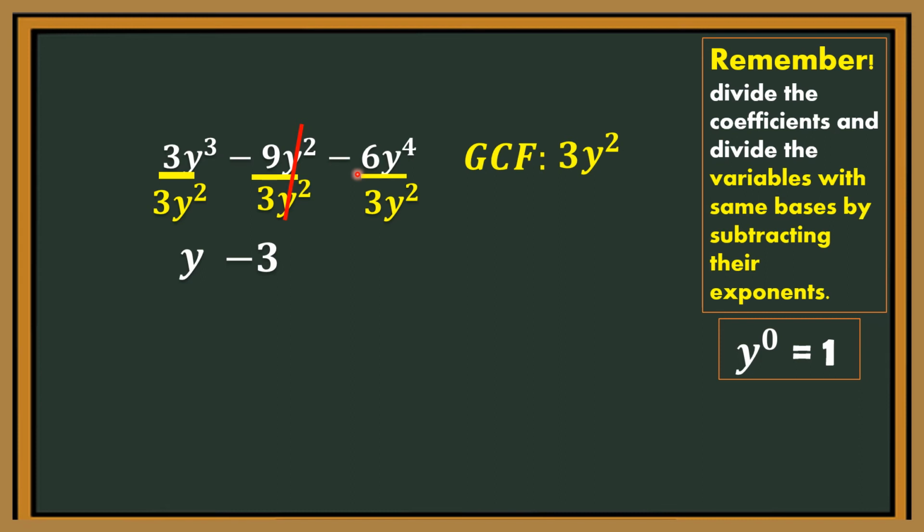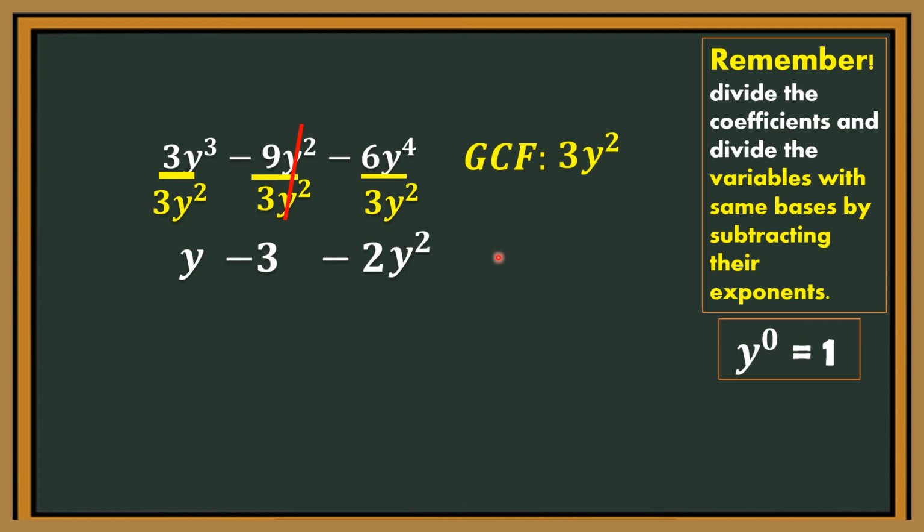Negative 6 divided by 3, that is negative 2. y to the 4th divided by y squared, same variable, subtract the exponent. 4 minus 2, that is 2. So we will have now y squared. This is your second factor.